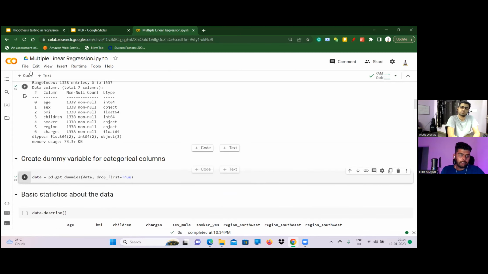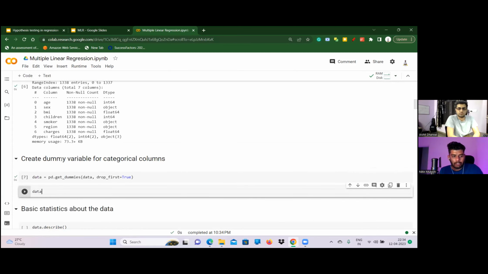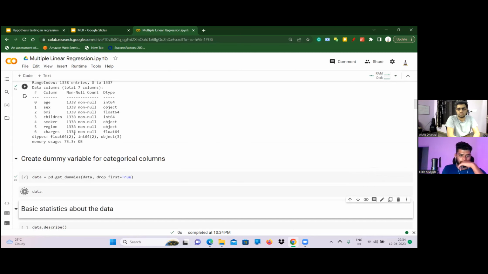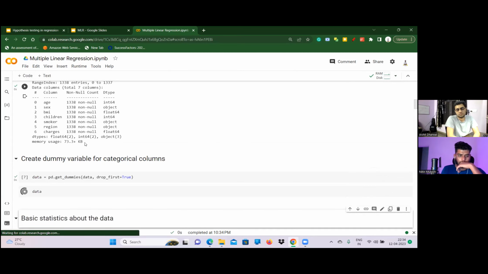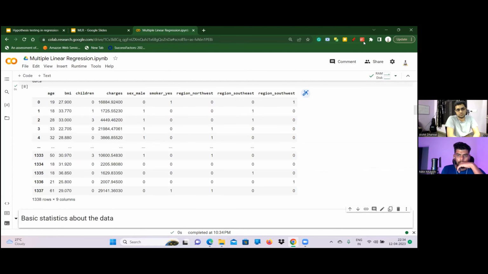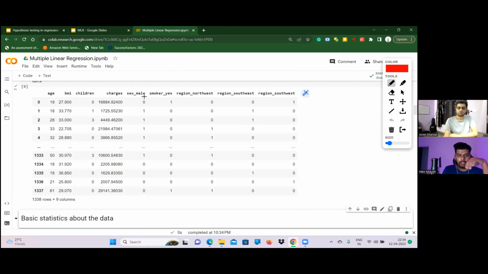Once we convert it into dummies, you can see your data will be something like this. Earlier we had a column for gender, but now it takes the first value from the binary. Let's say your column has only two values, male and female, it will make the column on the basis of the first variable. So 1 means male, 0 means female. Similarly, smoker yes means 1, he is a smoker, 0 means not a smoker.